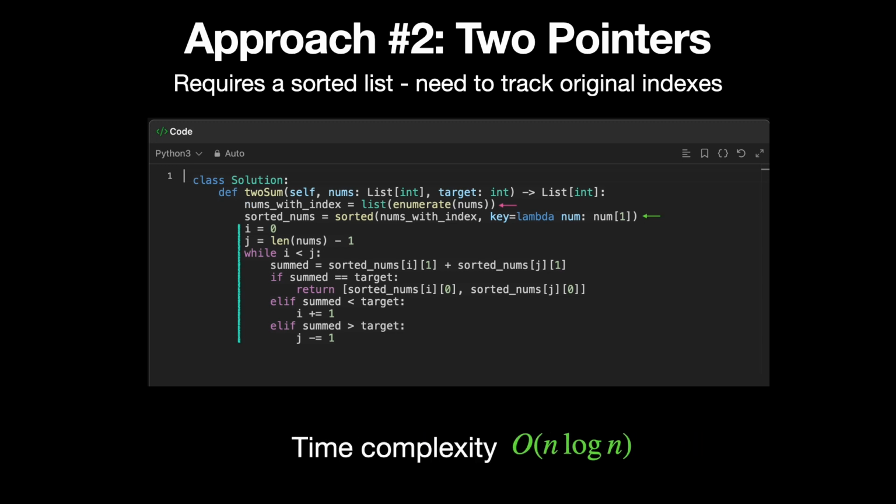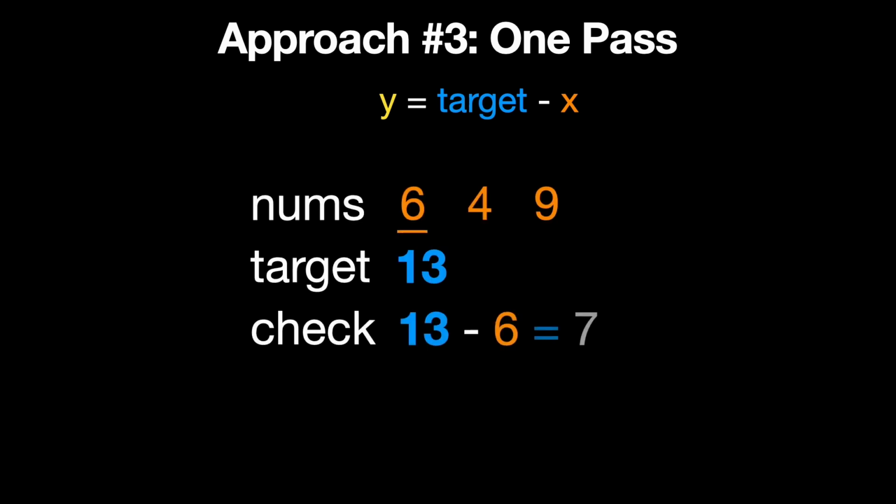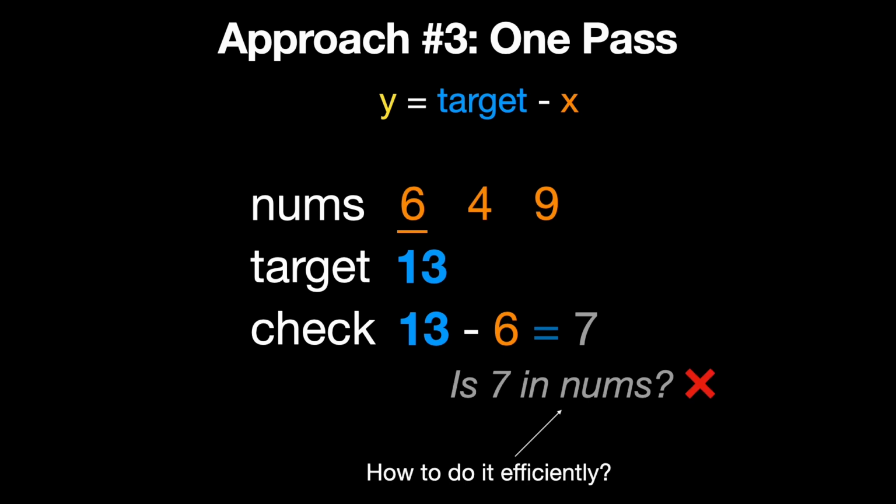That's a lot better than n squared, but let's see if we can do it in one pass. For the one pass solution, we need to rethink the problem a bit. Notice how in each step we're summing x and y, which adds to the target. But we can rewrite the expression as y equals target minus x. This allows us to rethink the problem. As we walk through the list, we can subtract the current value from the target. Then we can check if the result is in nums. However, checking for a value in an array requires n steps. How can we do this check in constant time?